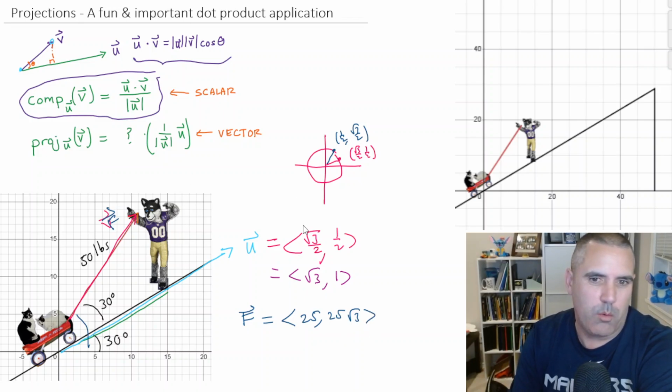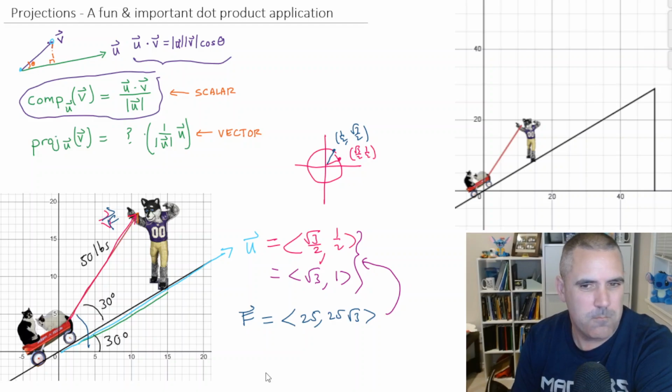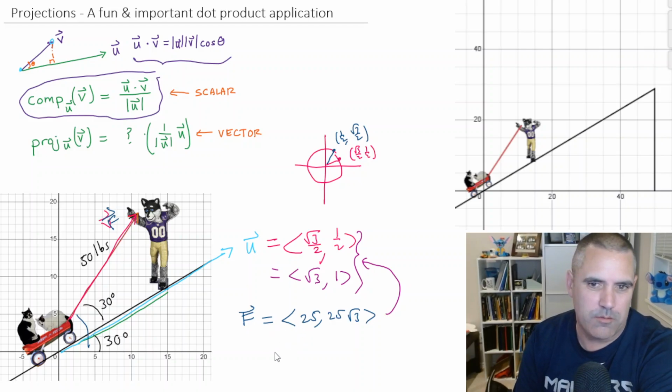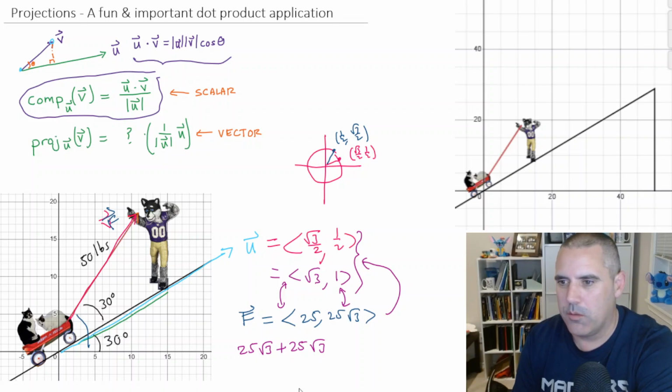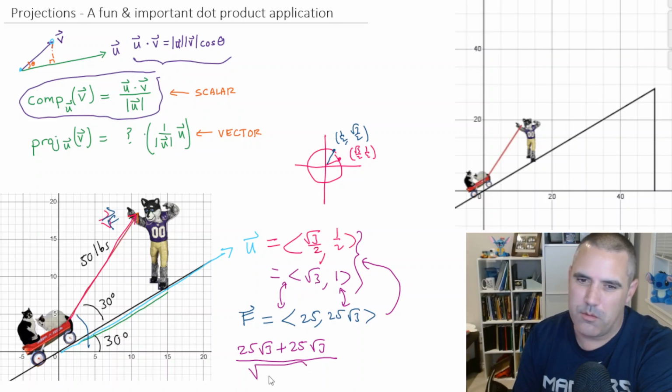That's the force, but I want the force in this direction. That's what we're doing. And it says all you have to do is take the dot product and divide by the length of the thing you're projecting onto. So we're going to multiply. Let's do it with this vector first. We're going to multiply those two things. So we get 25 root 3 plus 25 root 3, because we did that times that. So it's 50 root 3 divided by the length of the thing we're projecting onto, which is the square root of 3 squared, which is 3, plus 1. Done. It's really that fast. So it's going to have 50 square root of 3 over 2, or 25 square root of 3.